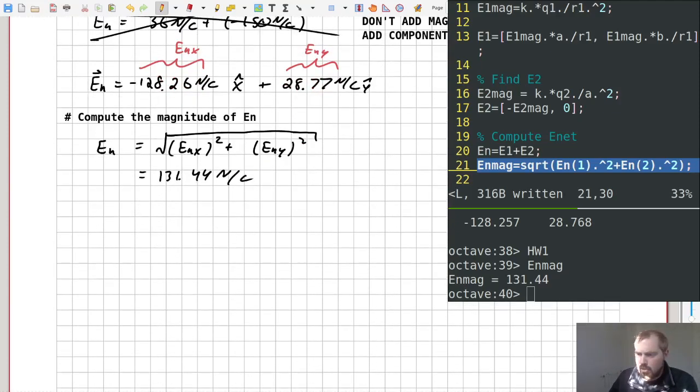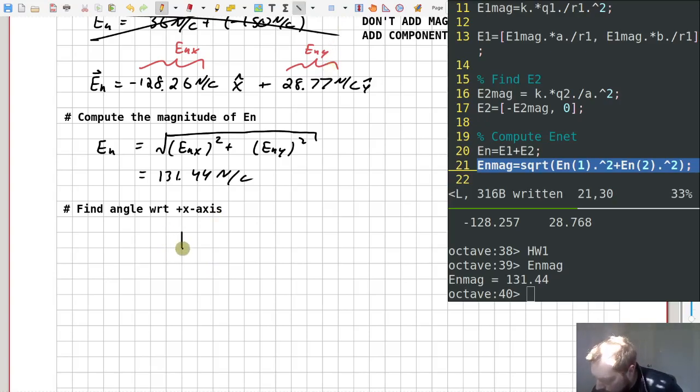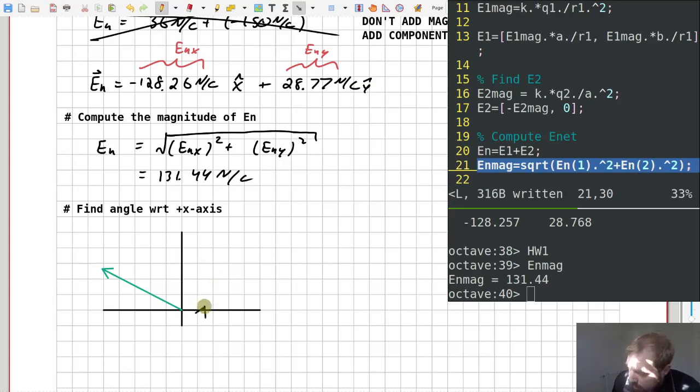Last stage, the angle with respect to the positive x-axis. Now I like to draw a little picture to help us visualize what we mean. So what we have here is a vector that looks like this, going off in that direction. We want to know this angle, which I'm going to call phi.